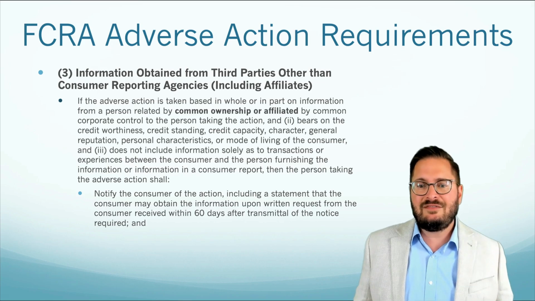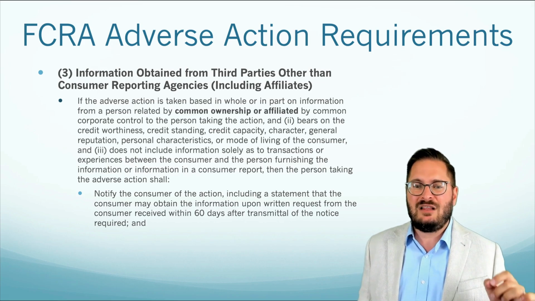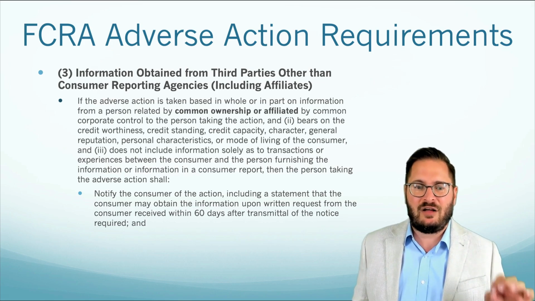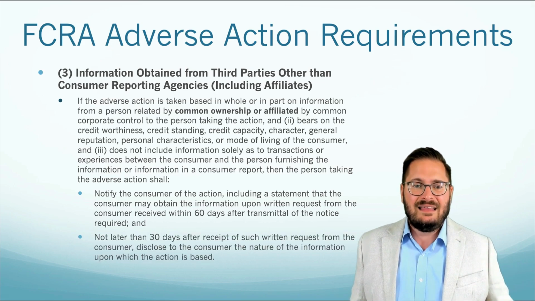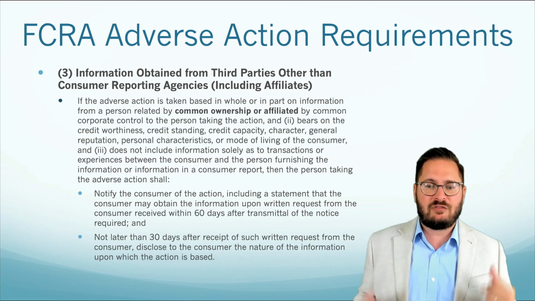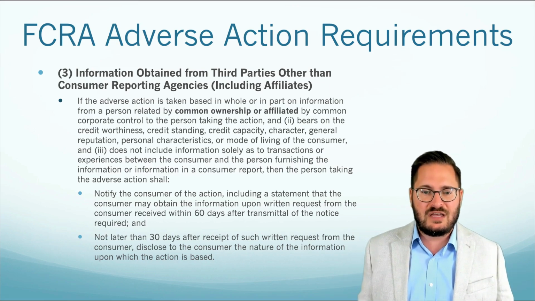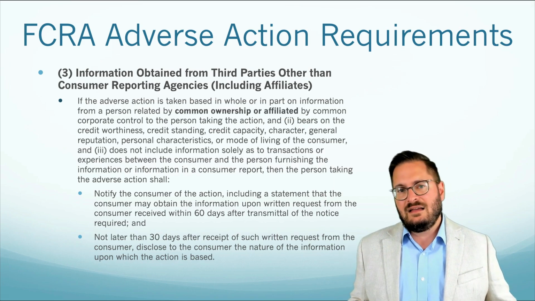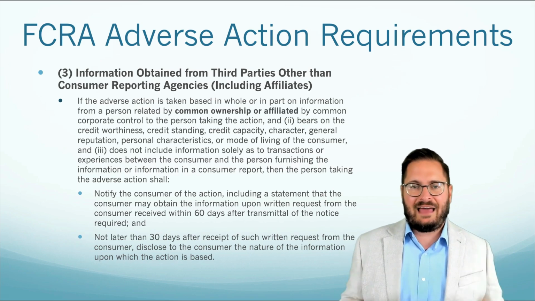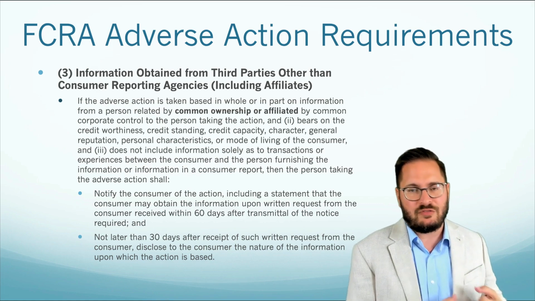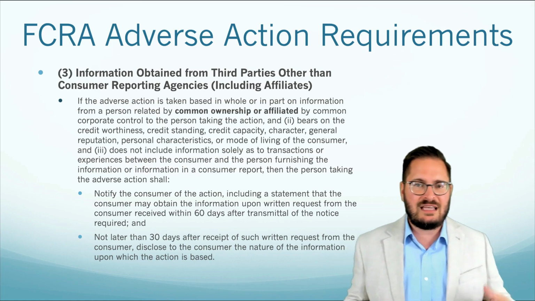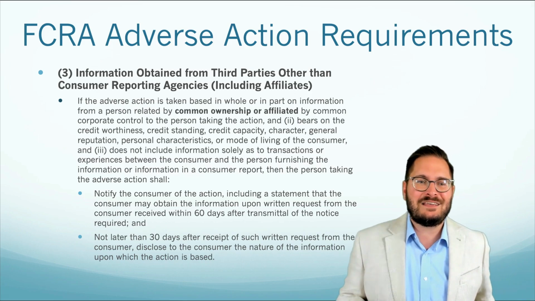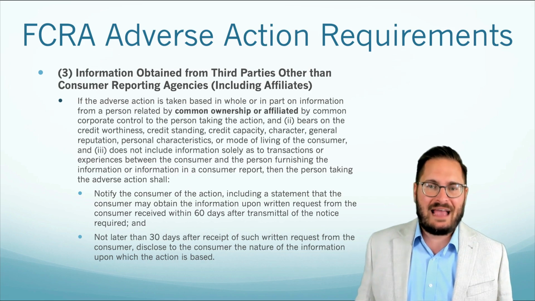You have to give them a statement that the consumer may obtain the information upon written request from the consumer received within 60 days after transmittal of the notice required, and then not later than 30 days after you receive such a written request from the consumer, you must then disclose to the consumer the nature of the information upon which you relied to make the denial in that adverse action decision. So this is the information you would have received from your affiliate. You would have to tell your consumer if they in fact replied to your initial statement. So this is what is required to be on an adverse action notice.